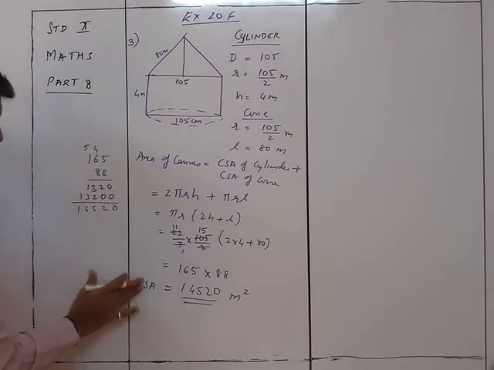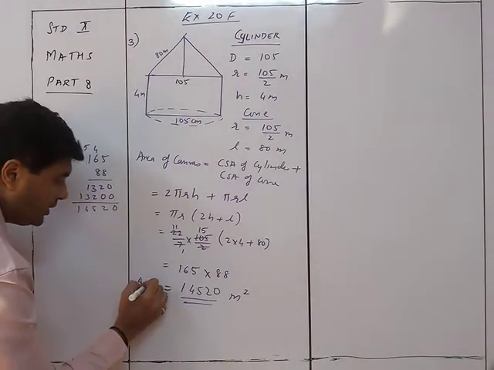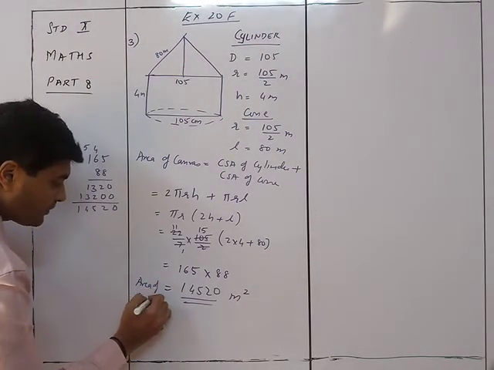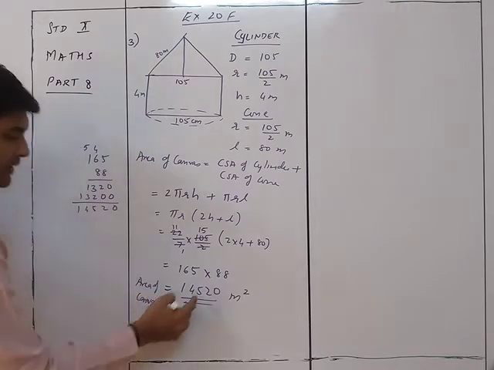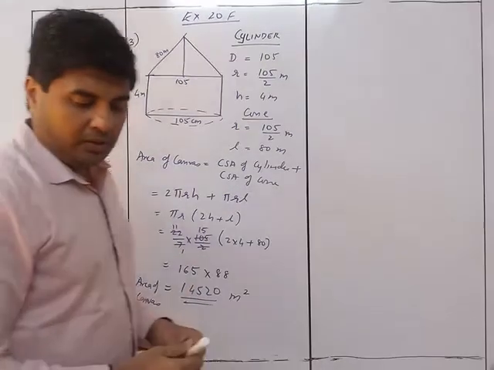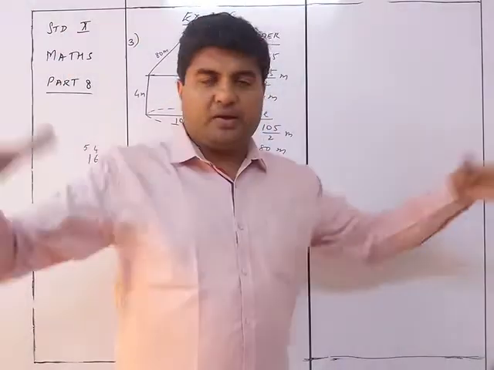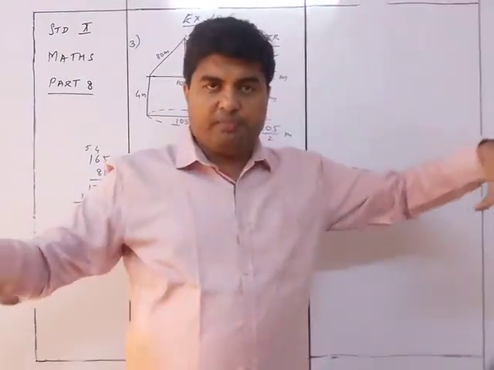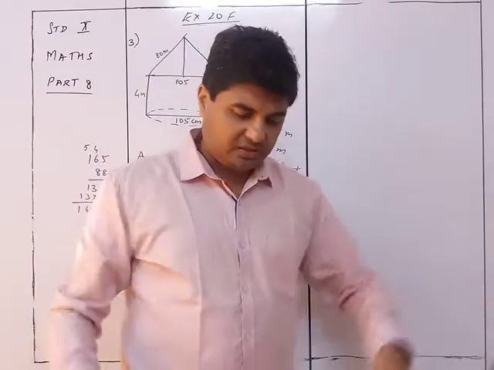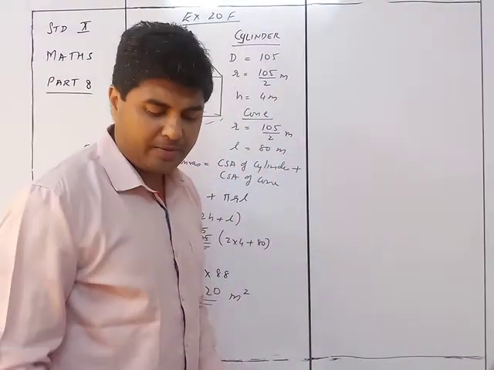So the area required, the area of canvas, is this much. Now this canvas cannot be in that particular area. It has to be in a strip. It has to be in a particular width. The width is given to you as 1.5 meters.